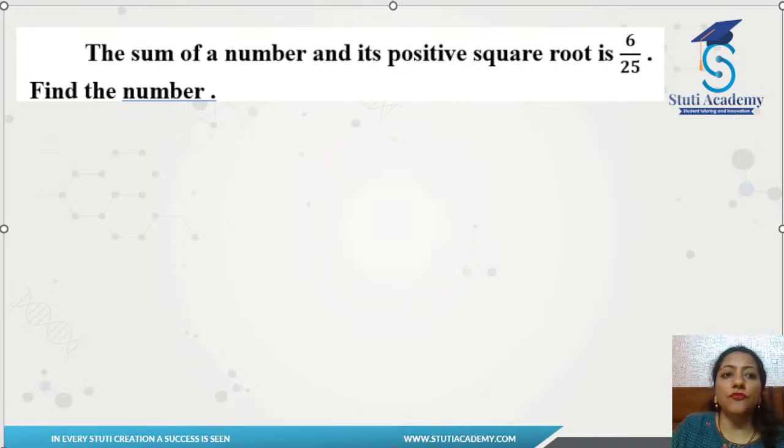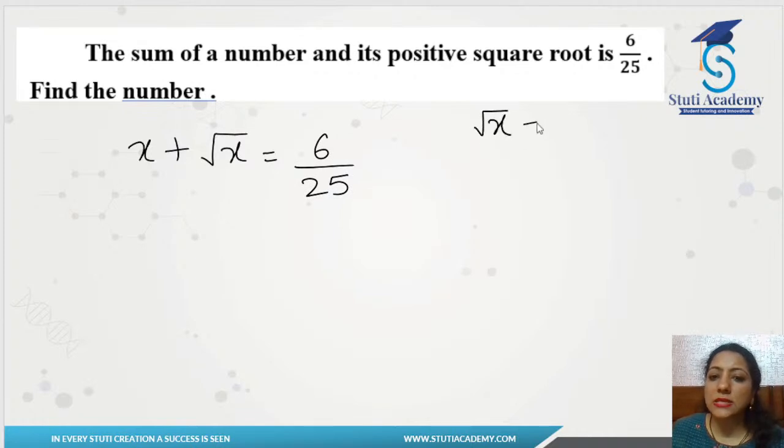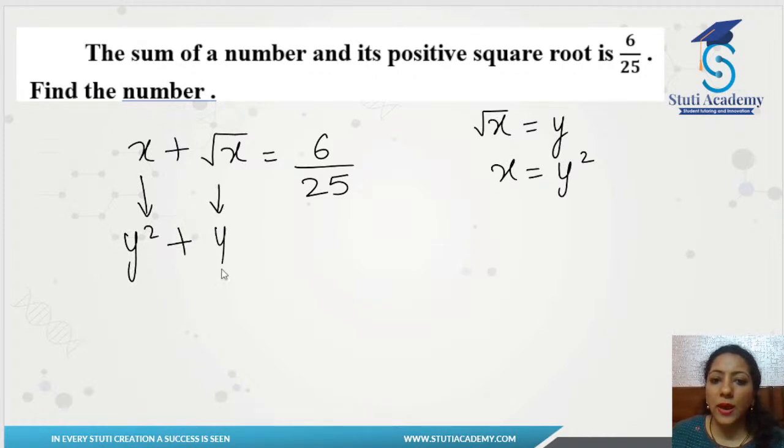The sum of a number, let's take the number to be x, and its positive square root. If we add these two, we get 6 upon 25. From here, we have to solve for x. So let us take here root x as y. So x can be written as y square. Root x is y, so x would be y square. So we'll replace this by y square. We are going to replace this by y, and this is 6 upon 25.